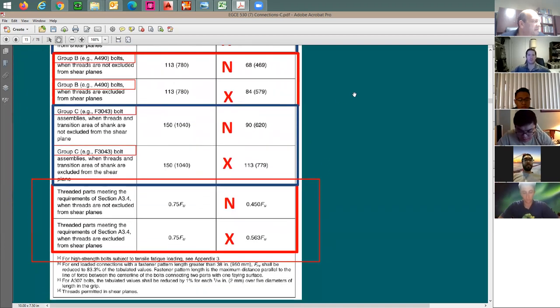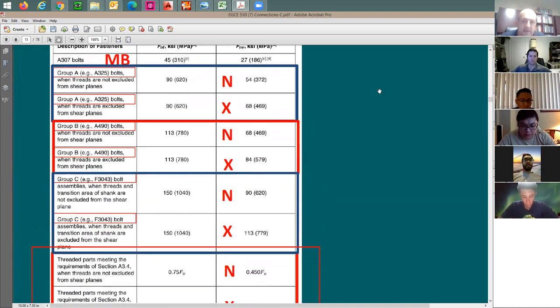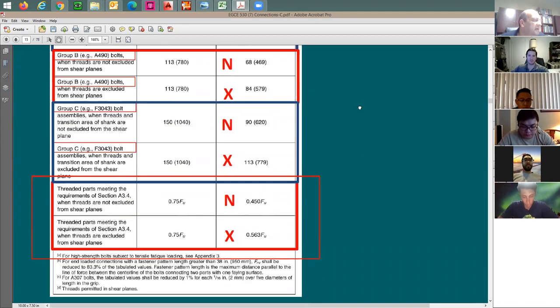The good thing is this note here, you can apply it to any of these groups if you like. For example, this here says that you take 75% of F sub U. So if you really like to know F sub U for this group of bolts, just take this number here and divide by 0.75. This makes sense? So therefore, 0.75 of F sub U for this Group C, for example, is going to be 150.